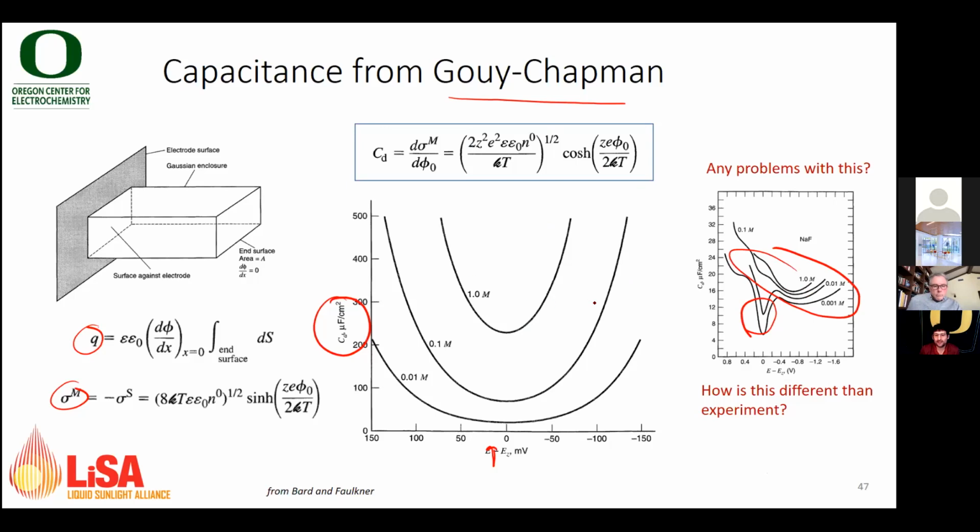And that's why it works well for dilute electrolytes where the double layer is mainly diffuse. But when you get to concentrated electrolytes, you don't see this nice parabolic Gouy-Chapman capacitance because of the compact nature of the double layer, the fact that the ion has a finite size. And we'll take that into account next time, I suppose.